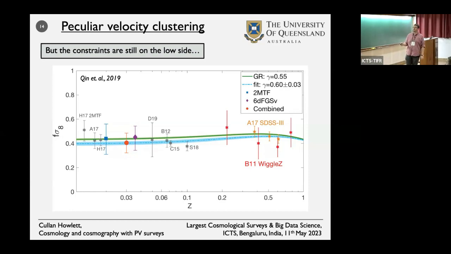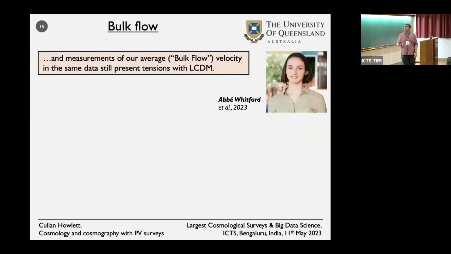Most of the measurements you find down here, so this is basically all below redshift 0.1, generally come from pure velocity surveys. And so these constraints, if you take them individually, don't seem to point to much, but as an ensemble, they seem to point that gravity may be slightly different than GR would predict. So that's one thing we can do with pure velocities. We can look at their clustering, and we can measure things like the growth rate of structure.